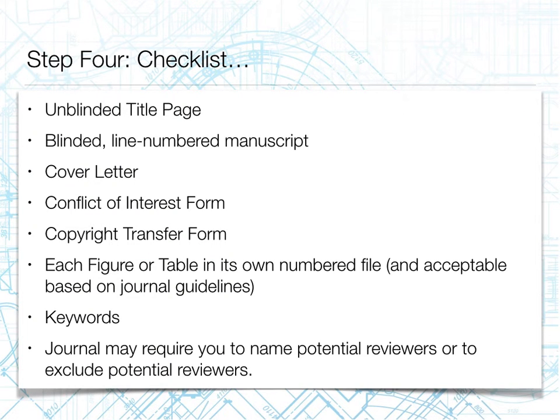So here's the final checklist. Unblinded title page, blinded line-numbered manuscript, cover letter, conflict of interest form, copyright transfer form, each figure or table in its own numbered file, and your keywords. Some journals require you to name or exclude potential reviewers in order to complete this submission. If this comes up, talk with your preceptor.